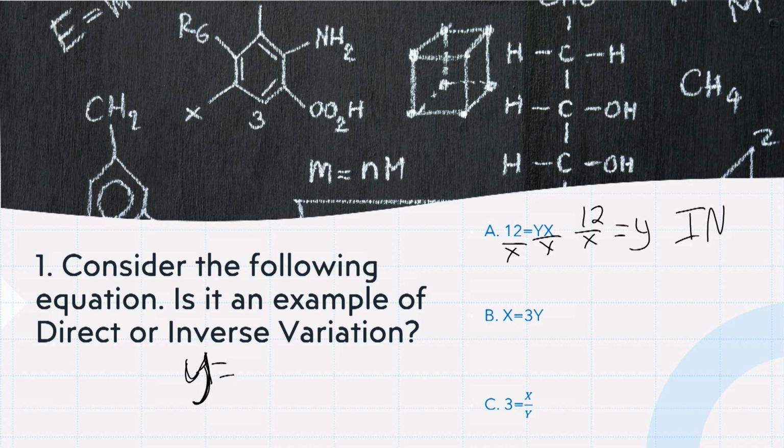I've got x equals 3y. So what I'm going to do is divide by 3 on both sides. So then I have y equals x over 3. Now, what do we see there? My x is on top and my constant of proportionality is on the bottom. Therefore, I'm going to have a direct variation. All right, pause the video for a minute and everybody try C and then come back.